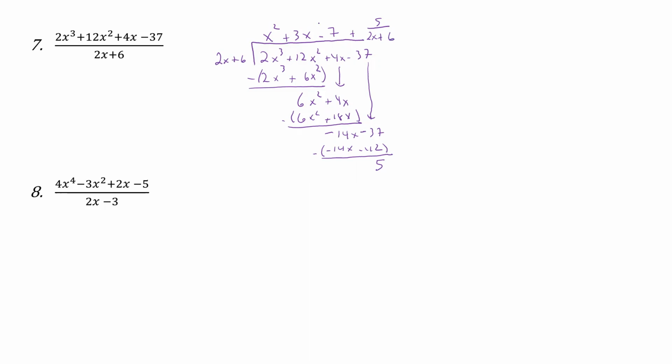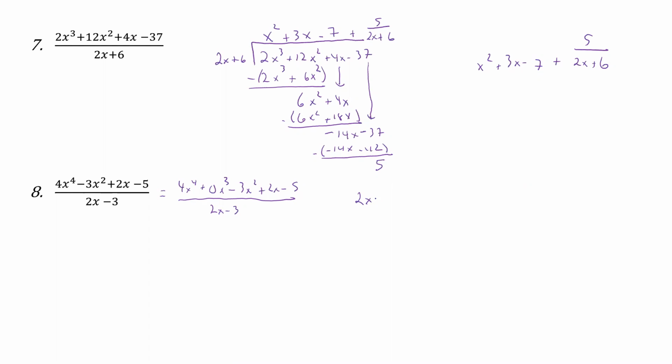All right. So what do we have now? That's x squared plus 3x minus 7 plus our 5 over 2x plus 6. All right. Last one, we have a 4, we're missing a 3, then we have a 2, a 1, and a 0. So this is really 4x to the 4th plus 0x cubed minus 3x squared plus 2x minus 5 all over our 2x minus 3.